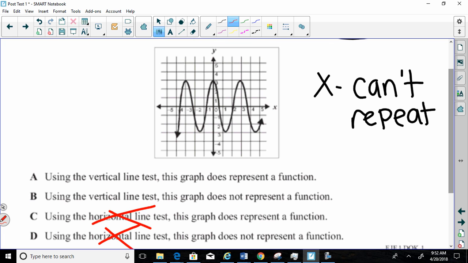Then I draw one line and I go beep, and it only hits once. So is it a function? Yes. So you're drawing one line down, and if it hits the function only once, it is a function. If it hits it twice, it's not a function.